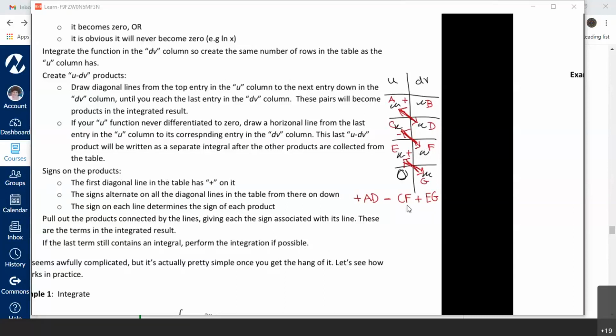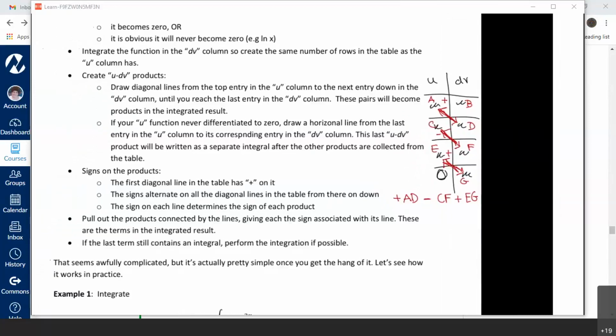Now, one thing that can complicate this tabular method is when this column, the differentiate column, doesn't go to 0. In that case, you're going to just draw a horizontal line across and you're going to create an integral instead of a product. I'll show you that when we get to the example. Usually by the time you get down to a couple of rows in the table, the integral you're going to create by multiplying across here is a lot simpler than what you started with. So again, this seems awfully complicated, but it is actually pretty simple once you get the hang of it.